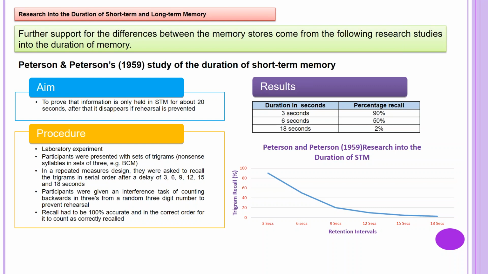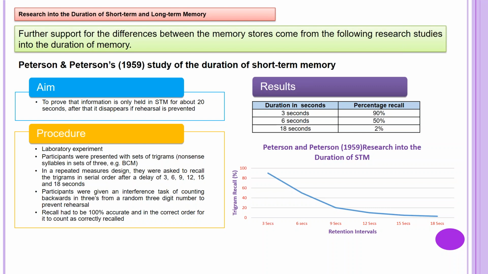The procedures. They used a lab experiment. Participants were presented with sets of trigrams, nonsense syllables in sets of 3, e.g. BCM. In a repeated measures design, they were asked to recall the trigrams in serial order after a delay of 3, 6, 9, 12, 15 and 18 seconds. Participants were given an interference task of counting backwards in threes from a random 3-digit number to prevent rehearsal. Recall had to be 100% accurate and in the correct order for it to count as correctly recalled.